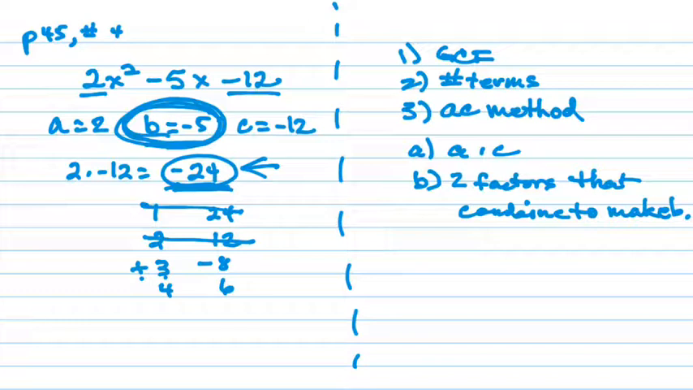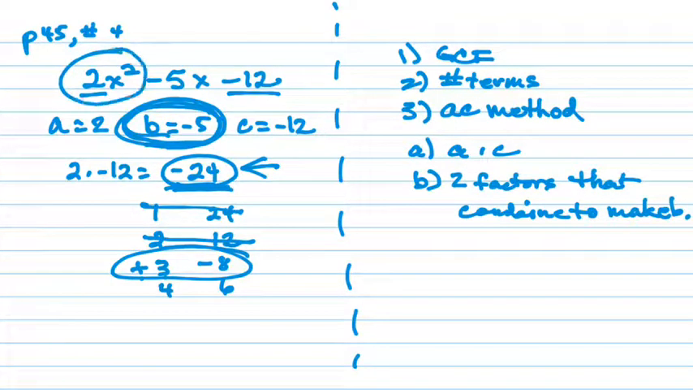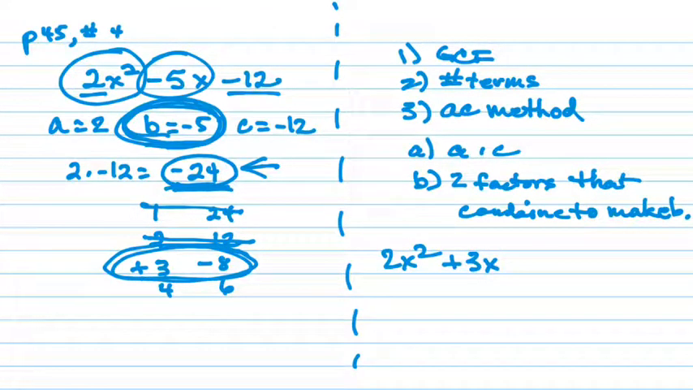Okay? So my two new numbers that I'm going to be using are positive 3 and negative 8. And I'm going to use those to replace what? Well, the b term, right? The minus 5. So will 2x squared change? No. Negative 5x is not going to be negative 5x anymore. It's going to be positive 3x and negative 8x. Notice I left a space there. Get in the habit of it.